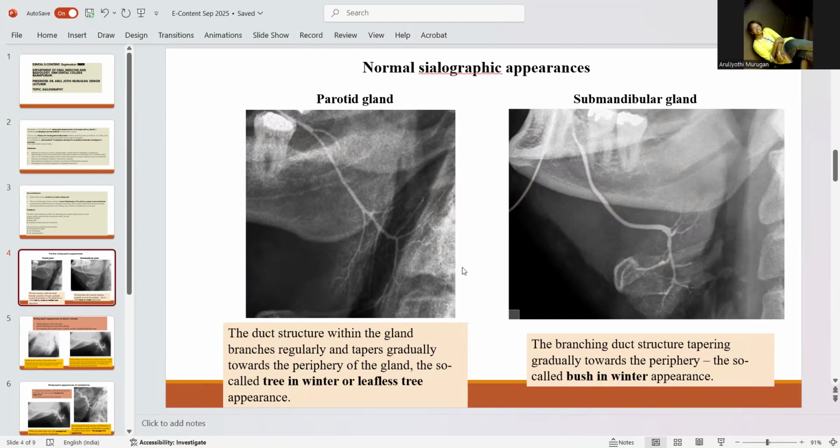Coming to the normal sialographic appearances, the parotid gland appears as a tree in winter or leafless tree appearance, since the duct of the gland is divided into multiple branches. Whereas the submandibular gland appears as a bush in winter.